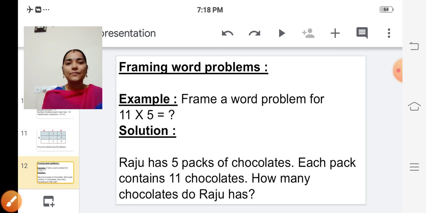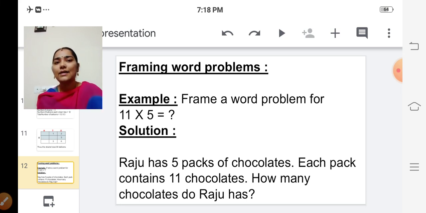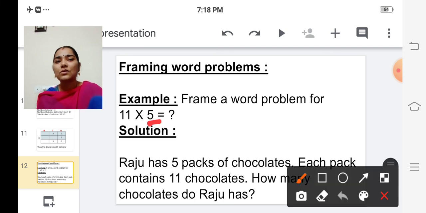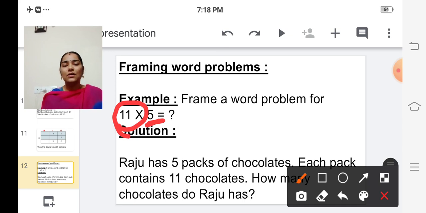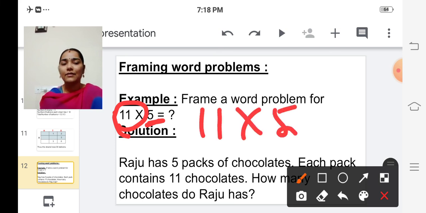See the solution. Raju has 5 packs of chocolates. Each pack contains 11 chocolates. So how many chocolates does Raju have? For that we are going to multiply 11 into 5. Okay, is that clear?